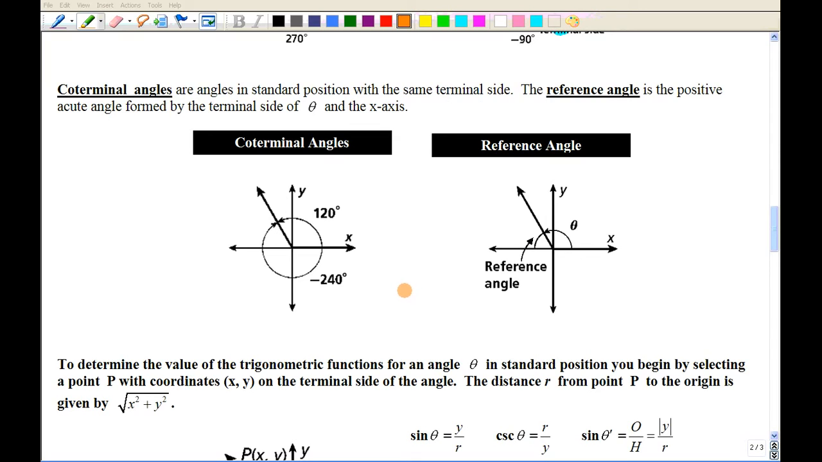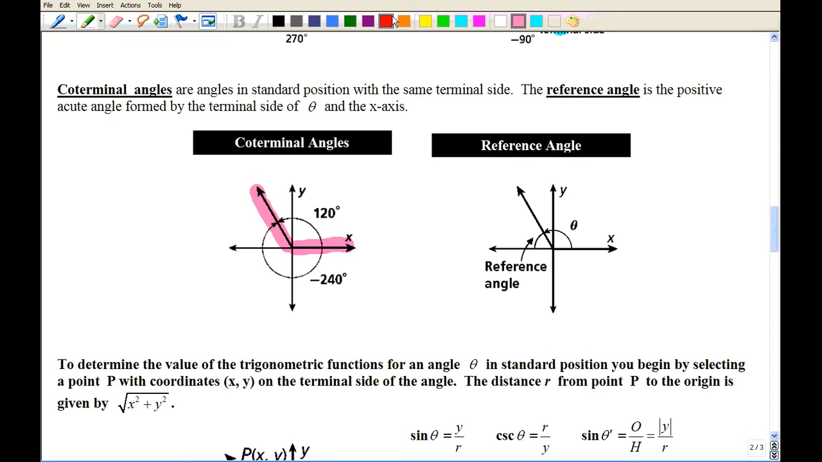Coterminal angles are angles in standard position with the same terminal side. The reference angle is the positive acute angle formed by the terminal side of theta and the x-axis. So on this left side here, we've got information about coterminal angles. So you can see our initial side right here on the x-axis and our terminal side over here.